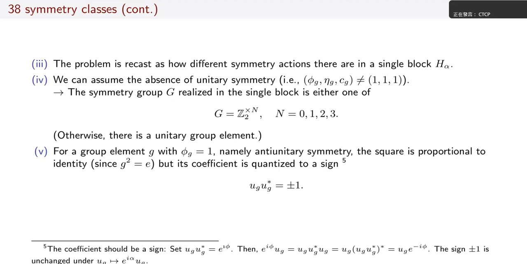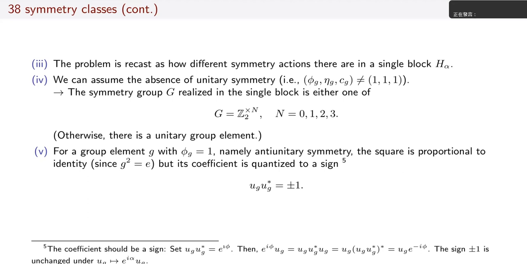I mean, G is either trivial or D2, D2 squared, D2 cubed, and D2 fourth. Sorry. Otherwise, in the other case, there should be one unitary symmetry element. So the problem is finite, so that we can classify very easily. Okay, so let's start.